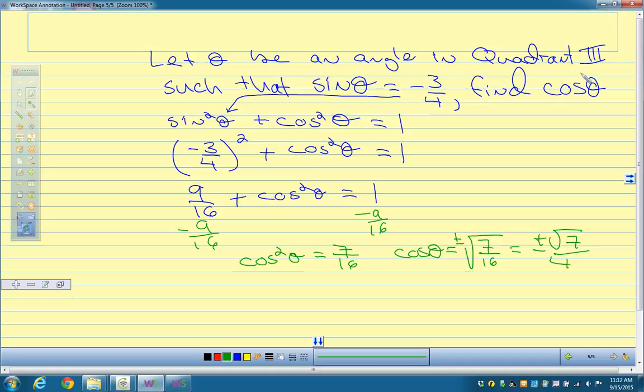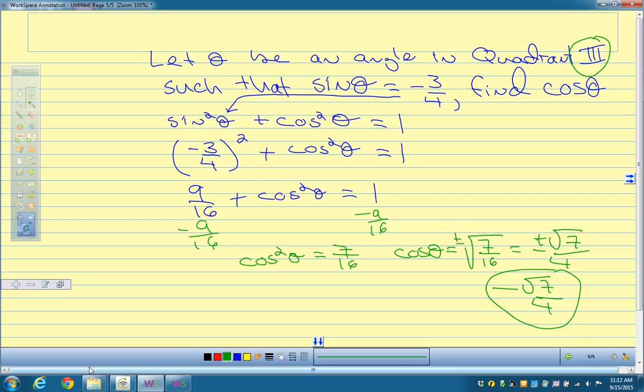And then it tells you that this is in quadrant 3. So is cosine negative or positive in quadrant 3? Negative. So out of these two answers, you can't take them both. You have to take the negative one. Okay, negative square root of 7 over 4. And that's your answer.